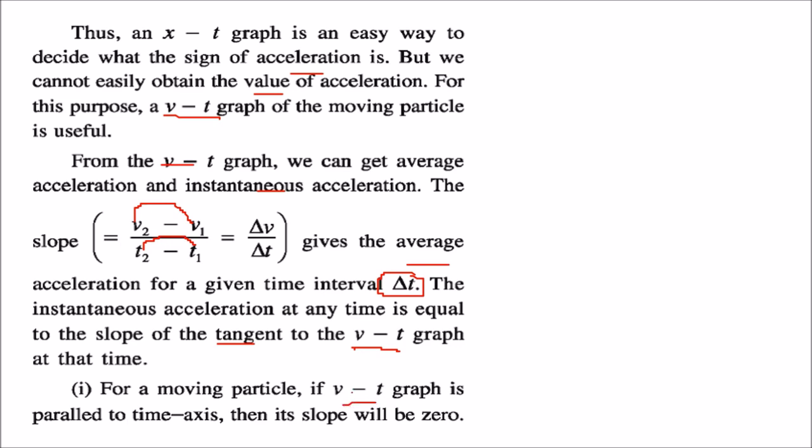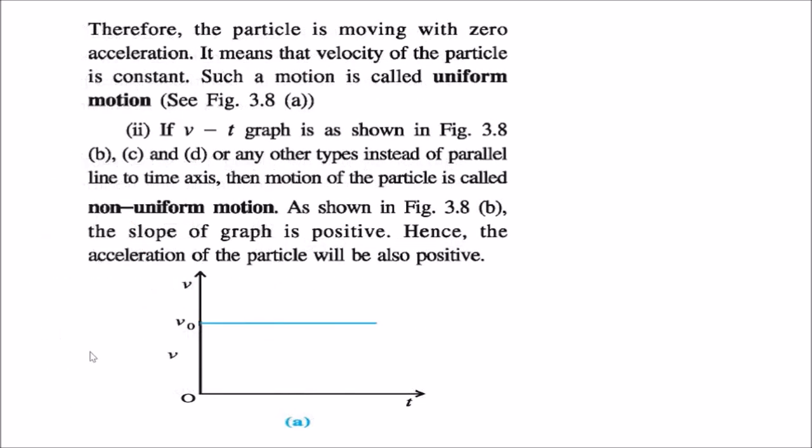In the next scenario, in a VT graph, as I am going to discuss with you, any other type of graph instead of this parallel line, the motion is known as non-uniform motion. Let us see a figure where you will see the slope of the graph is positive. So what is the acceleration? If the slope is positive, that means the acceleration of the particle is positive. So here we see that the slope is positive, acceleration positive.